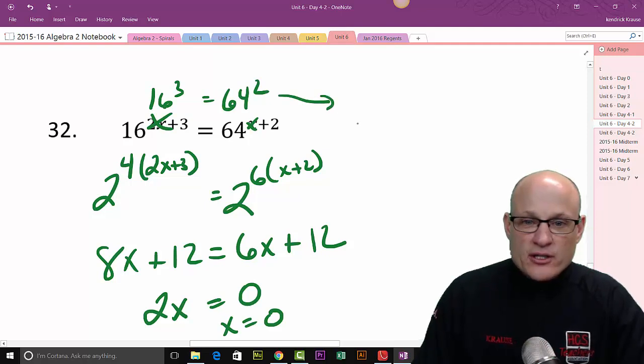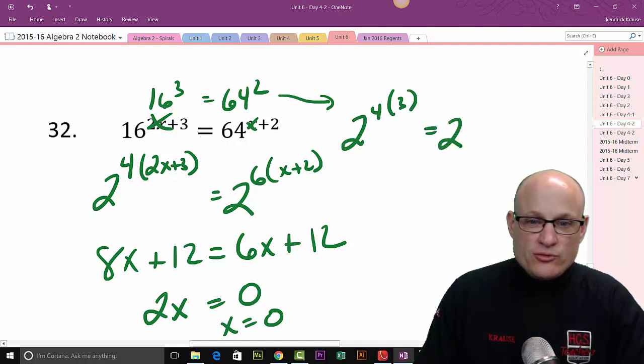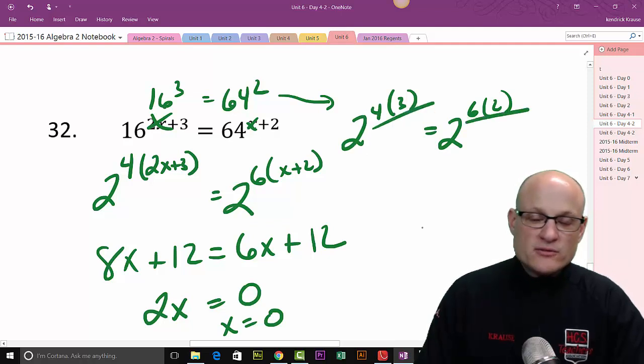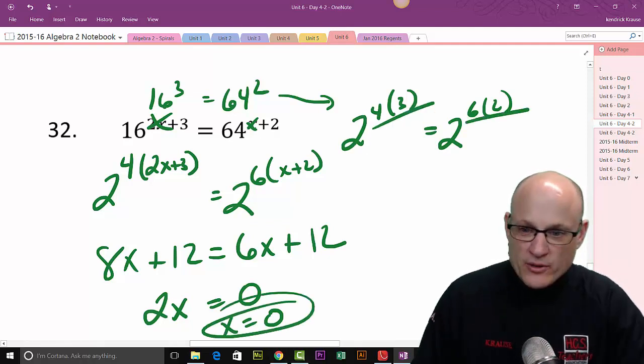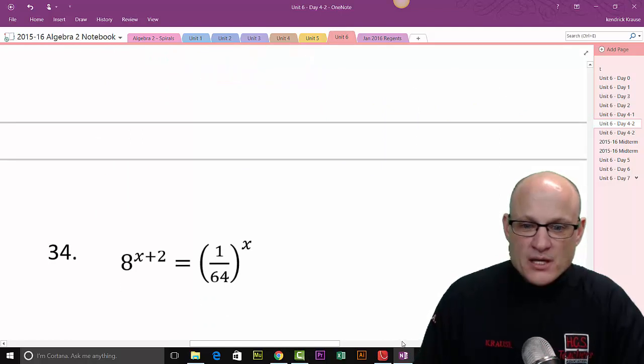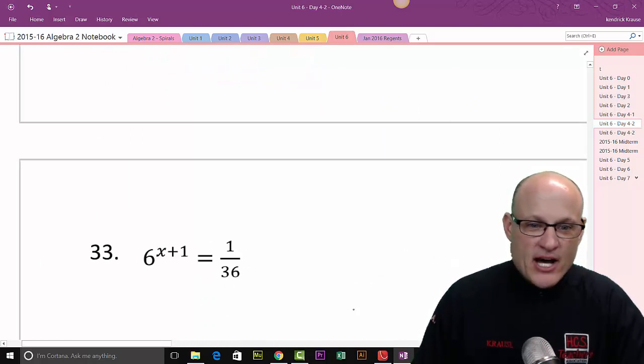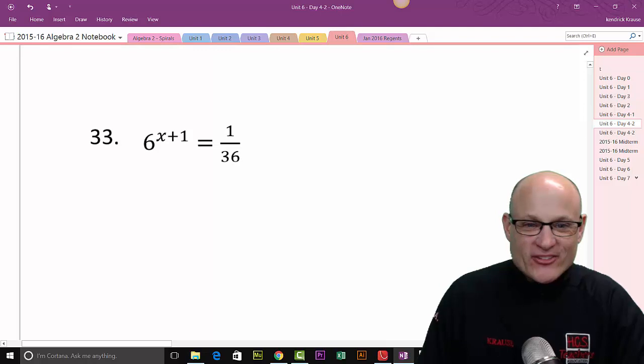Let me just see that it works. That's 2 to the 4th cubed equals 2 to the 6th squared. 12, 12. It works. 0 is my answer. Wow, weird. Didn't expect that. Moving on, kids. Oh my gosh, this is so much fun.